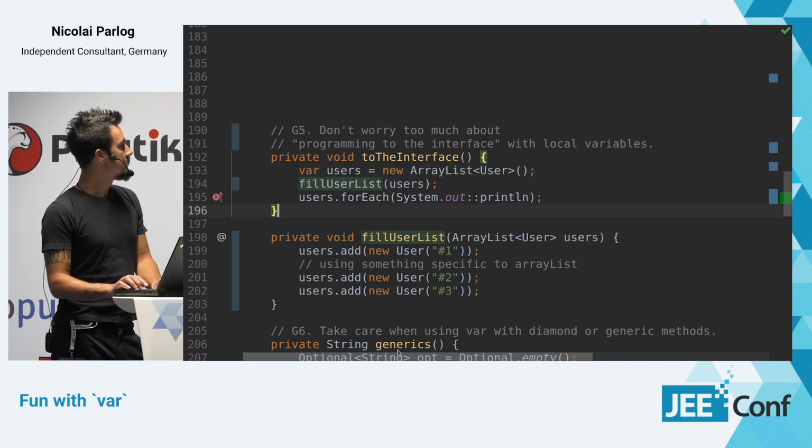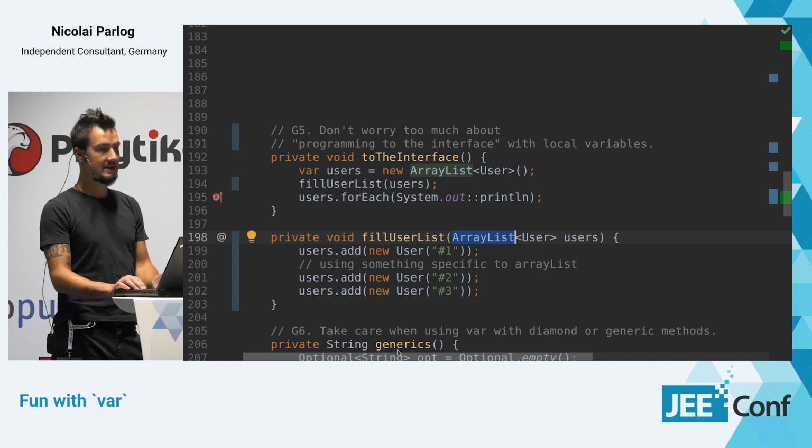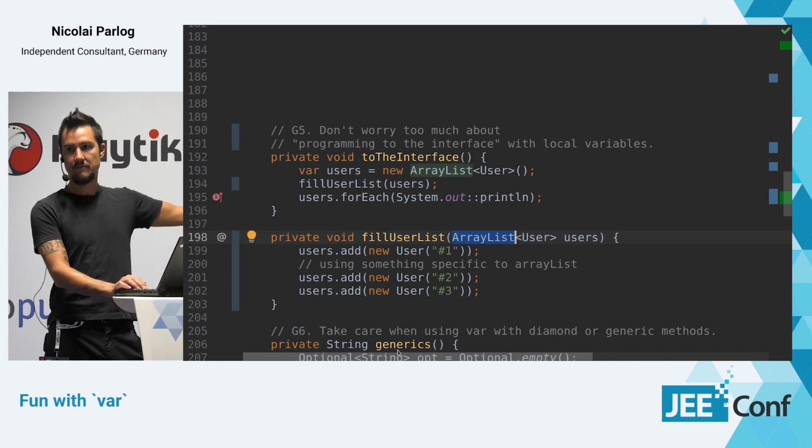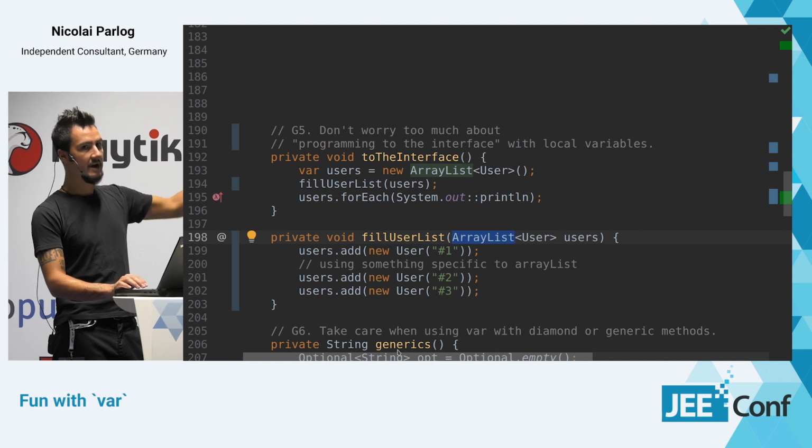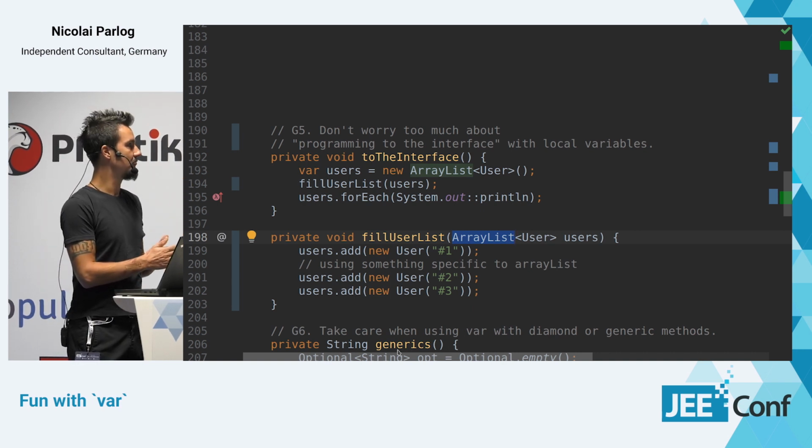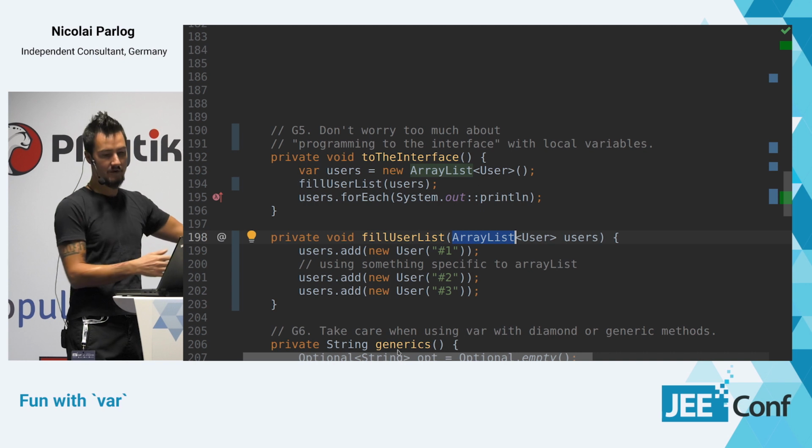If I do this, then IntelliJ will extract the concrete type here, because that's the type that users had, right? Users were of type ArrayList, so now ArrayList is here. And that's where I think the bug stops. Here you should really be like, wait, this is not okay anymore.